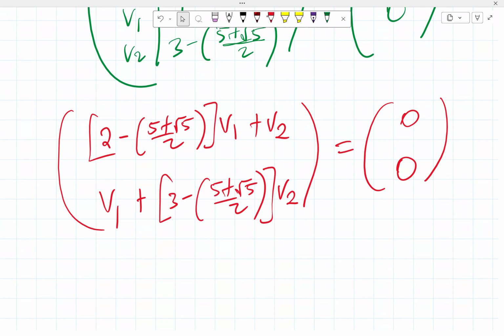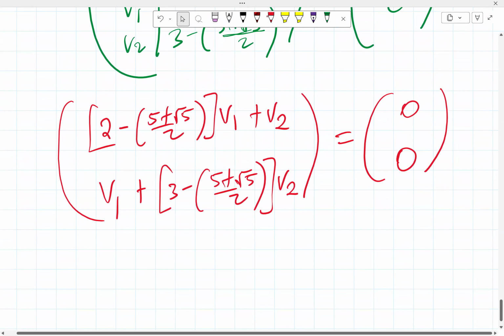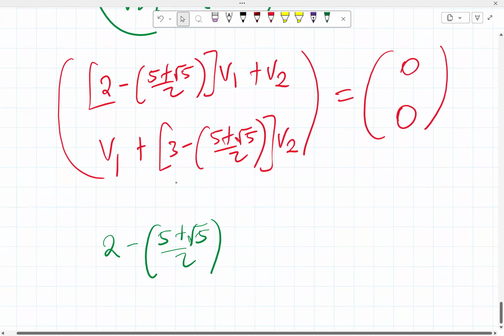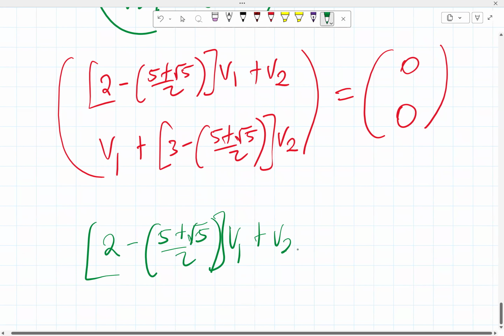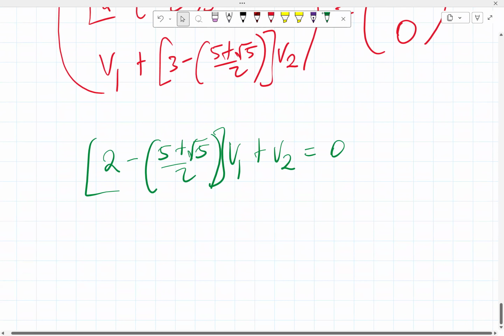So 2 minus lambda 1. So in short, we then have V1, we have 2 minus (5 plus root 5) all over 2, all into V1, plus V2 equals 0. So that simply means that we have this.